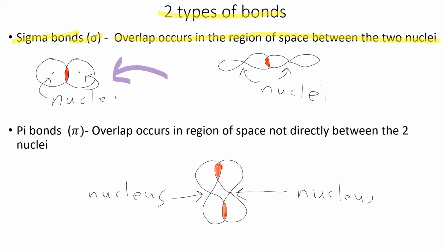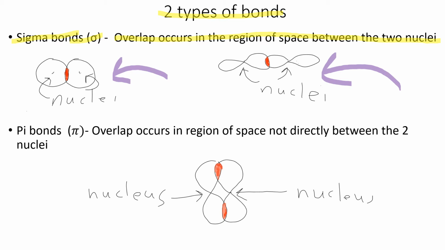That shaded in red is showing the overlap of those 2 orbitals. And you can see that that overlap is happening between where the 2 nuclei are. We could also represent that on the right, a sigma overlap with some p orbitals put end to end. Again, that region of overlap is shaded in red. That's happening between where the 2 nuclei are. So if that region of overlap happens in the space between the 2 nuclei, we would call that a sigma bond.